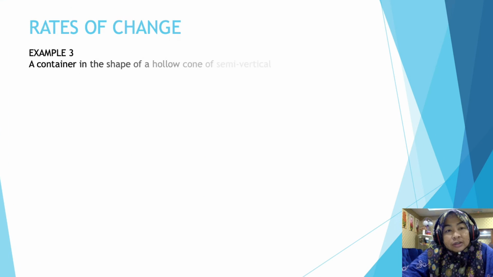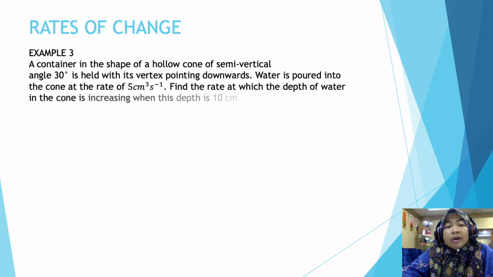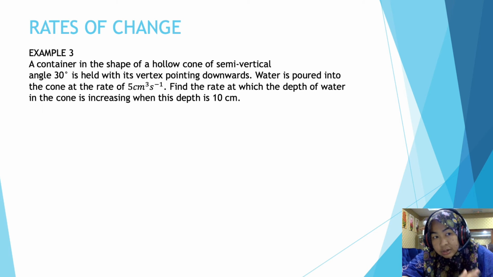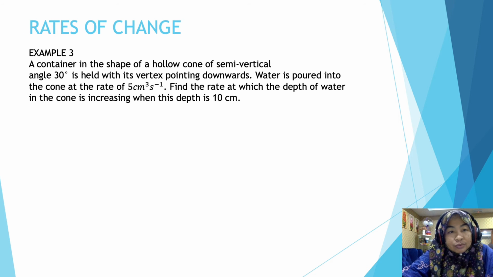Okay, another example, and this time we try to solve it using the chain rule. Before this we used implicit function, but now we will use the chain rule. We have a container in the shape of a hollow cone of semi-vertical angle 30 degrees, held with its vertex pointing downwards. Water is poured into the cone at the rate of 5 cm cubed per second. Find the rate at which the depth of water in the cone is increasing when this depth is 10 cm.